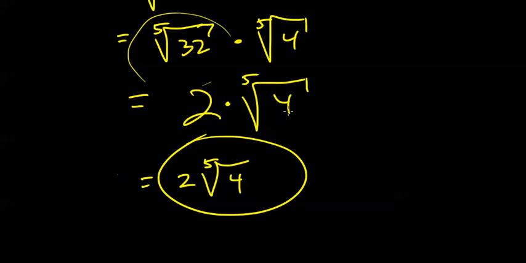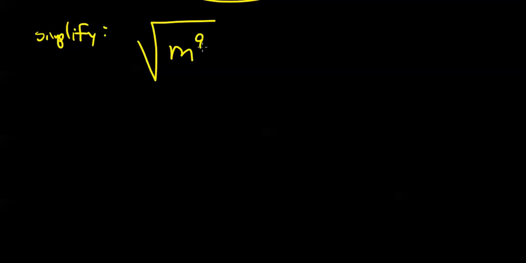Alright, simplifying radical expressions. We've done a bunch of these with numbers. How about with variable expressions? Well, variables can get reduced or simplified in this way also. Simplifying the square root of m to the 9th power. Now again, when you have no index specified, we're assuming an index of 2, or square root, right?